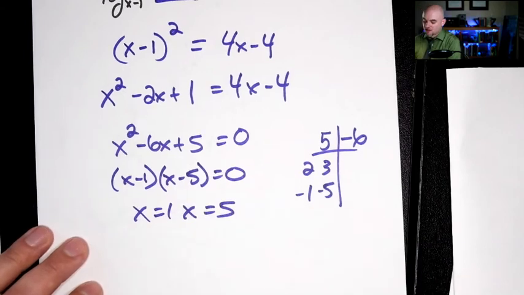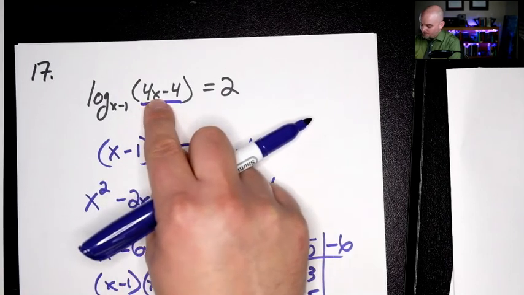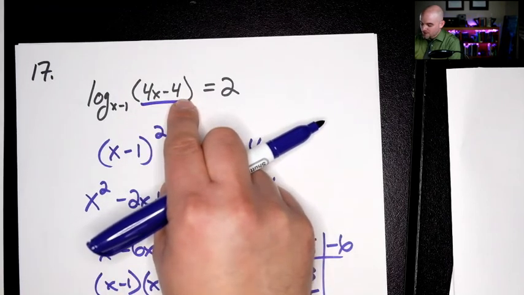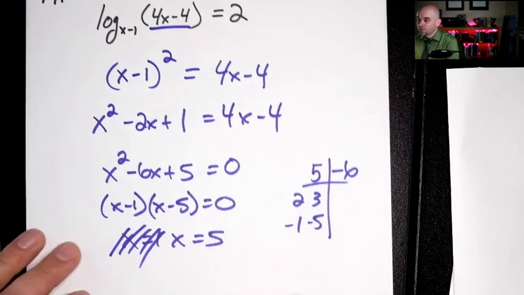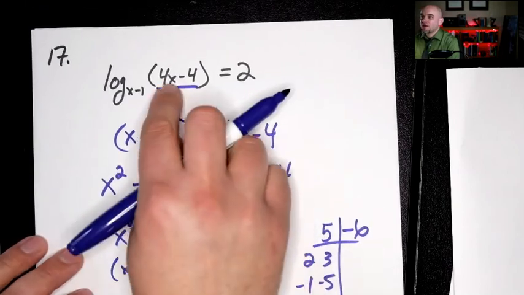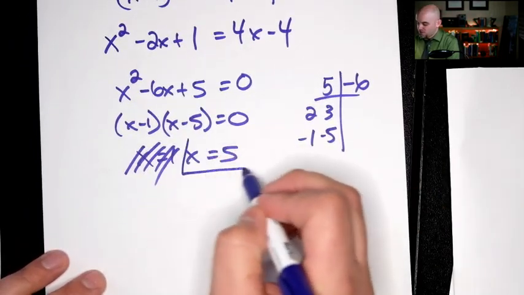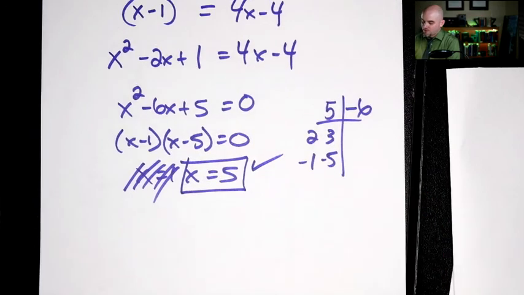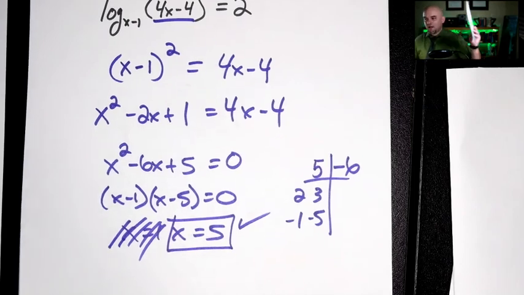Let's go back and check it. If I put a 1 in, I get 4 minus 4, which is 0. I can't take the log of 0. Get out of here, 1. If I put a 5 in, I get 20 minus 4, which is 16. That is good to go. So x equals 5 is our solution there. Let's take a look at number 18 now.